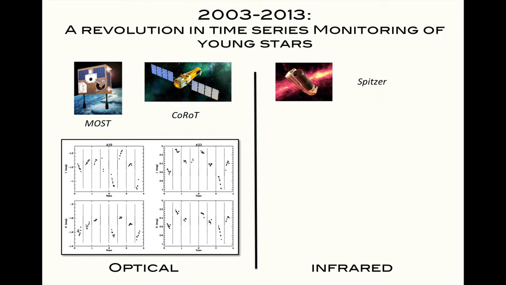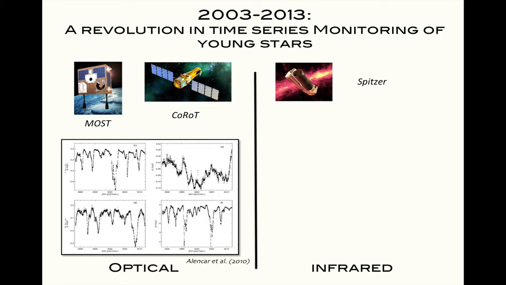Then came along MOST and COROT, and the difference in the data is just phenomenal. You can make out all the blips in the light curves, and for the first time we can say not only is something variable, but what type of variable is it? What sort of flux changes does it have? Are they predominantly in the downward direction, upward direction? Some examples you can see here.